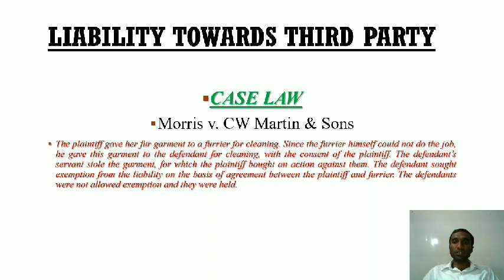Since the furrier himself could not do the job, he gave this garment to the defendants for cleaning with the consent of the plaintiff. The defendant's servant stole the garment, for which the plaintiff brought an action against him. So the defendant sought an exemption from liability on the basis of the agreement between the plaintiff and the furrier. So the defendants were not allowed exemption and they were held liable.